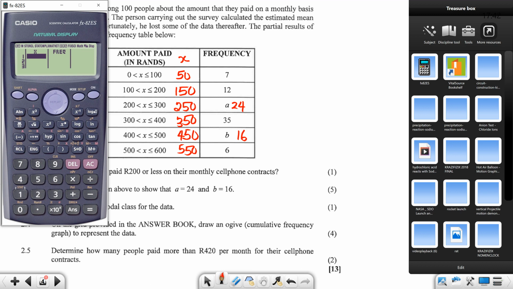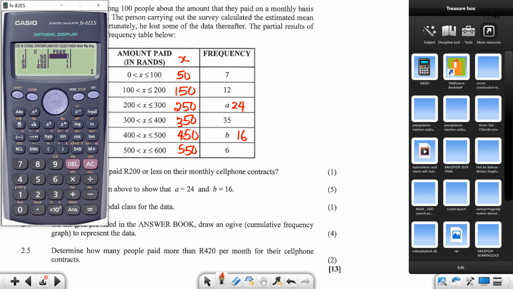The first value is 50. What do we do? Equals to. So you go to 150 equals to 250. Please be careful with the values. Stats, once you make a mistake, your answer will be wrong. 350. What do we have? 450. And what do we have? 550. Is that fine? Now, then I go back to my frequency and alter the value.